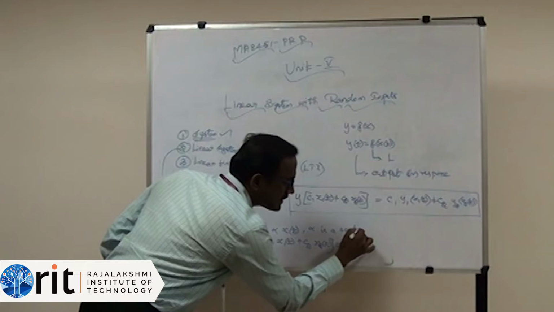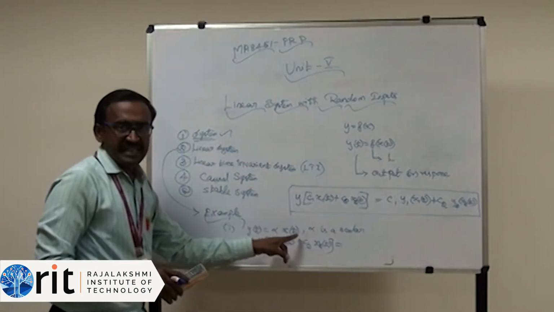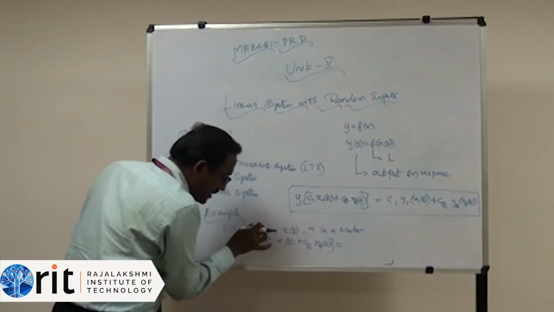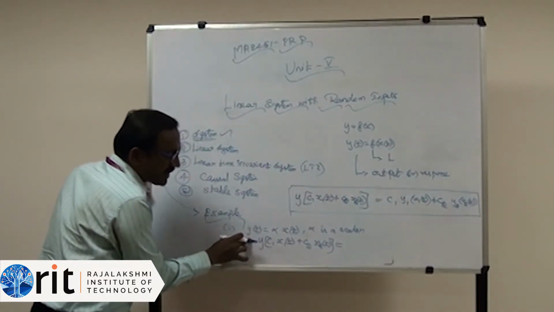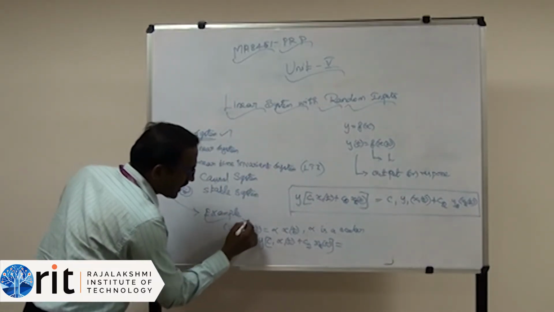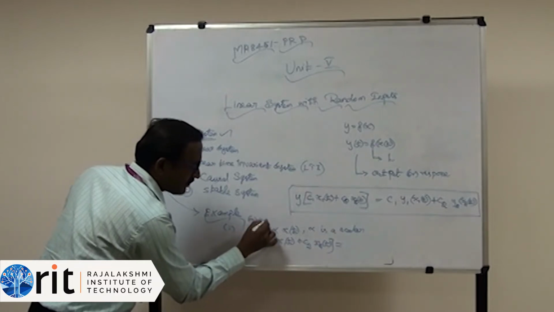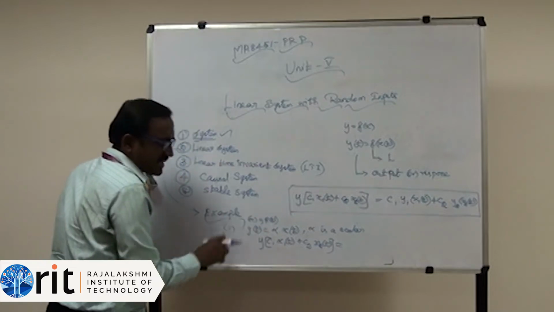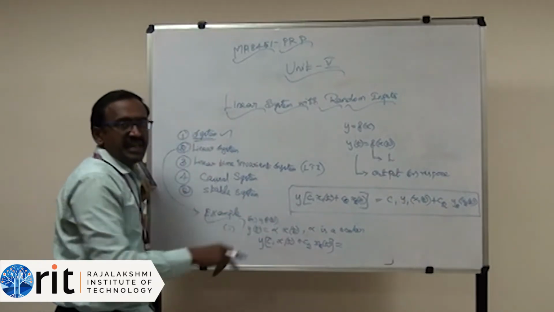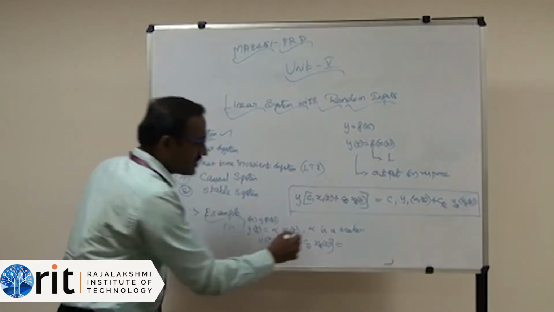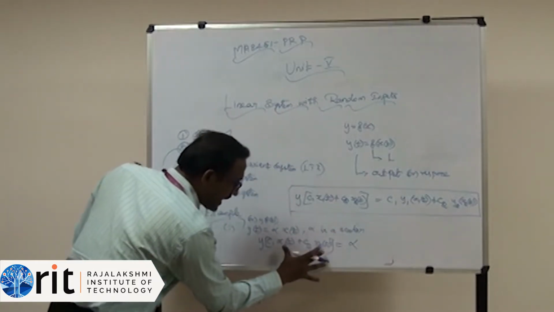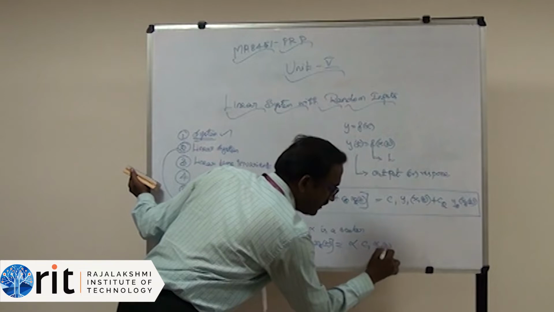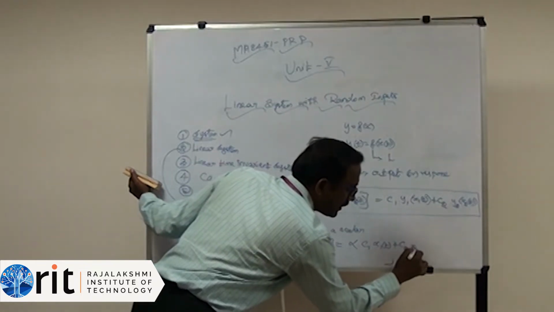Alpha is a scalar, so alpha into x of t. Whatever the input, you can simply write y of t or y of x of t, both have the same meaning. The input function x of t is just multiplied by a scalar alpha. So alpha into the entire thing is my input: c1 x1 of t plus c2 x2 of t.